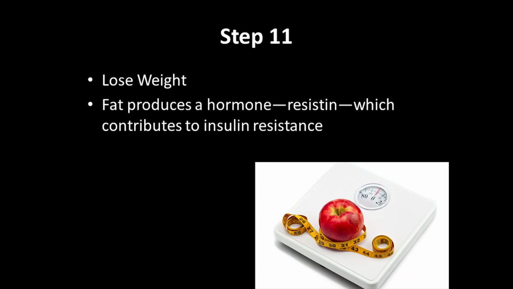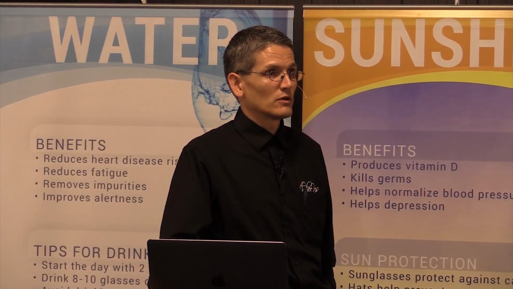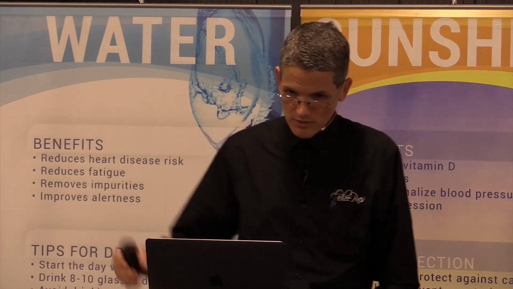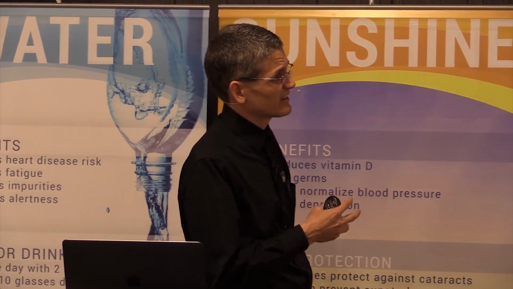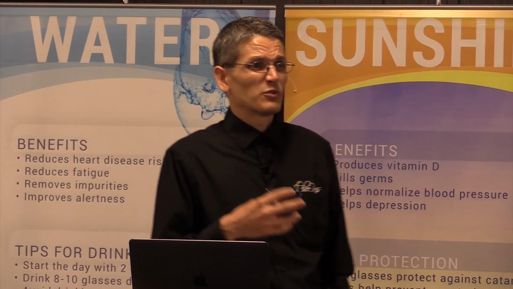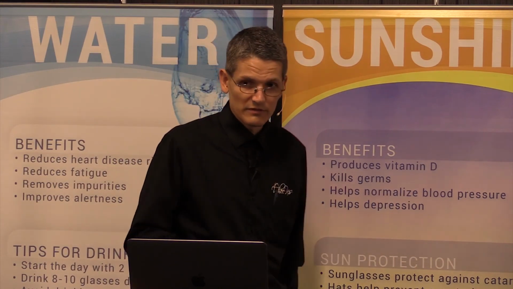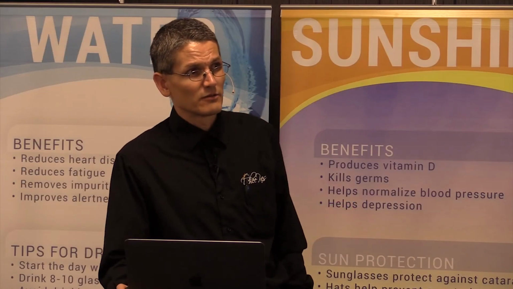That's important. Fat produces a hormone called resistin, just like it produces a hormone called leptin, which is involved in blood pressure. We'll talk about that next, I believe. It produces this resistin, and resistin contributes to insulin resistance. And so if you lose weight, you lose fat, and there's less resistin that's produced, and so you have less insulin resistance. And so as you lose the fat, the diabetes improves. And the research studies show that you need to lose about 7% of your body weight before you start getting a significant improvement in insulin resistance.